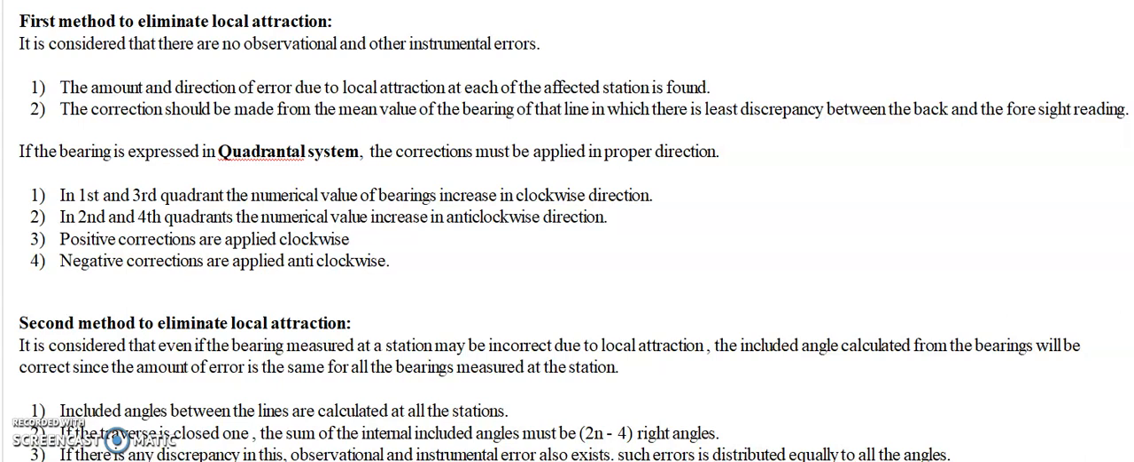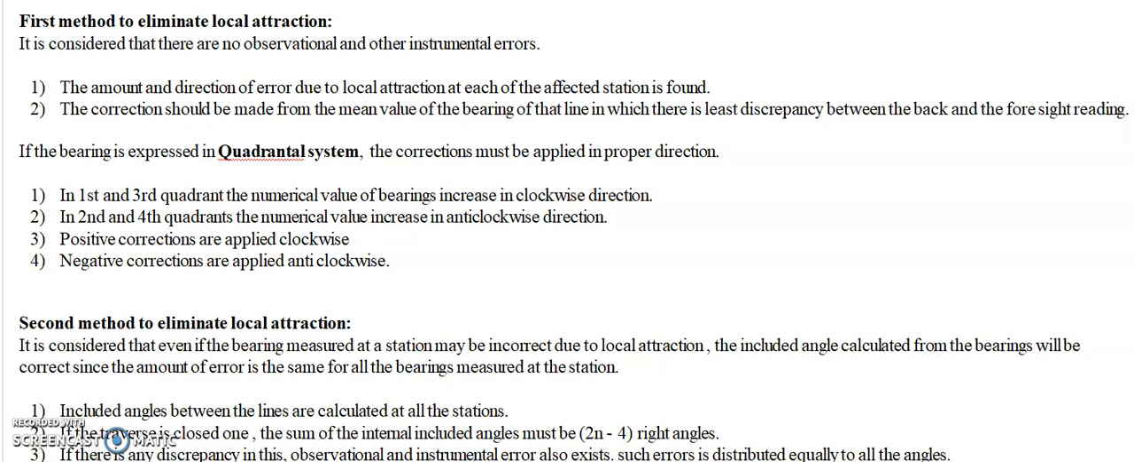The amount and direction of error due to local attraction at each of the affected stations is found out. This is the first step. Second, if there is no such line in which the two bearings differ by 180 degrees, the corrections should be made from the mean value of the bearing of that line in which there is least discrepancy between the back bearing and fore bearing. So first, how do we start with this particular method?